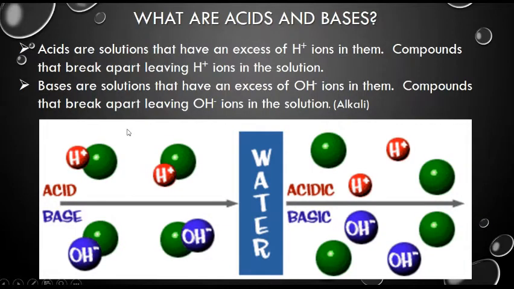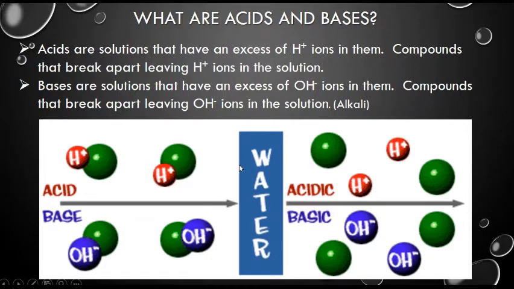So what exactly is an acid? Well, an acid is a solution that has an excess of hydrogen ions in it. These are compounds that, when they break apart in water, leave these hydrogen ions in the solution. If you look at the very top of my diagram down here, it gives an example of this. We have a molecule here, and attached to this molecule is a hydrogen ion.